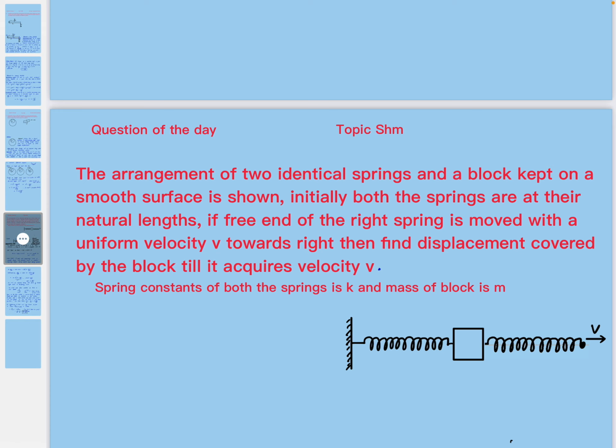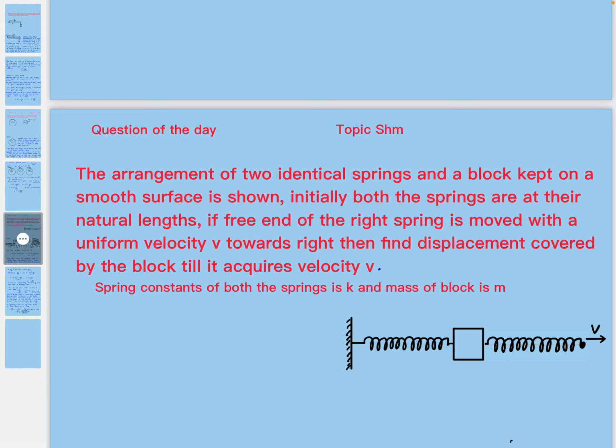First of all, we need to decide our approach. So what should be the approach of the question? By just roughly looking at the system, I can think the block is performing SHM, right? That is coming to my mind, that two springs are there, the block is here, and the block might be performing SHM. So again I can think there are two separate approaches, force method and energy method.